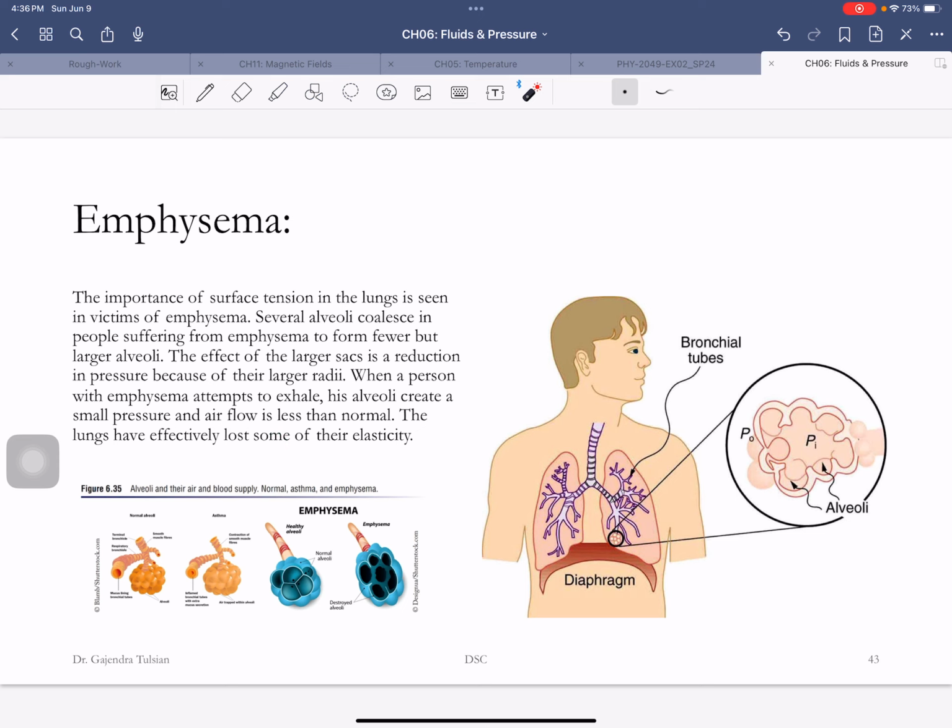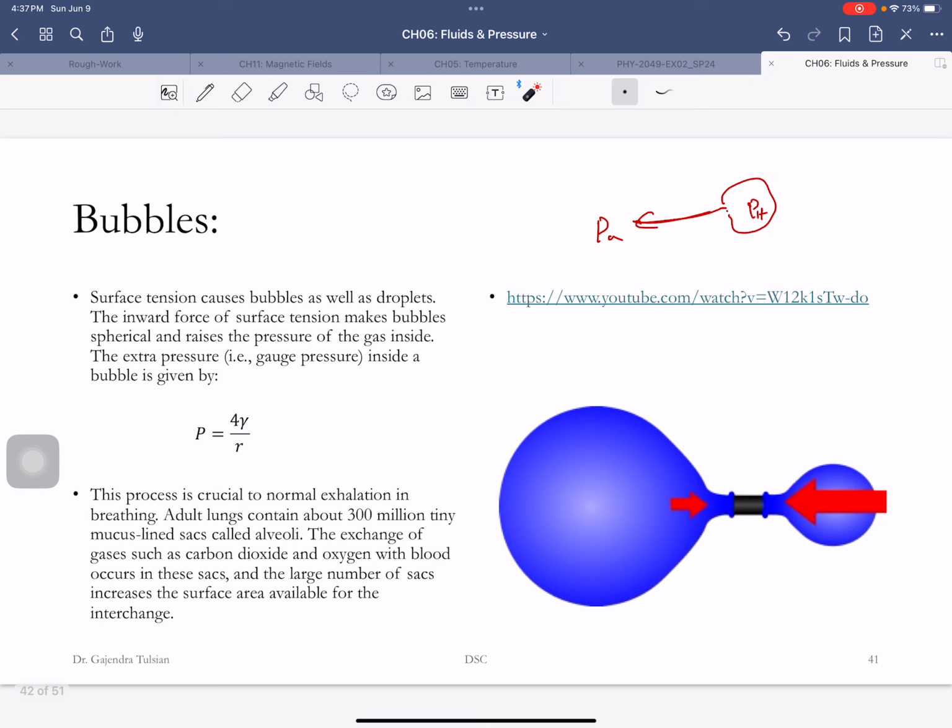So here are a couple of other diseases or problems. Okay, so here is alveoli, and the importance of surface tension in the lungs is seen in victims of emphysema. Okay, so again, the pressure, so here was the expression for pressure. Pressure was 4 gamma divided by R. Gamma is the surface tension, R is the radius. Again, there's that expression.